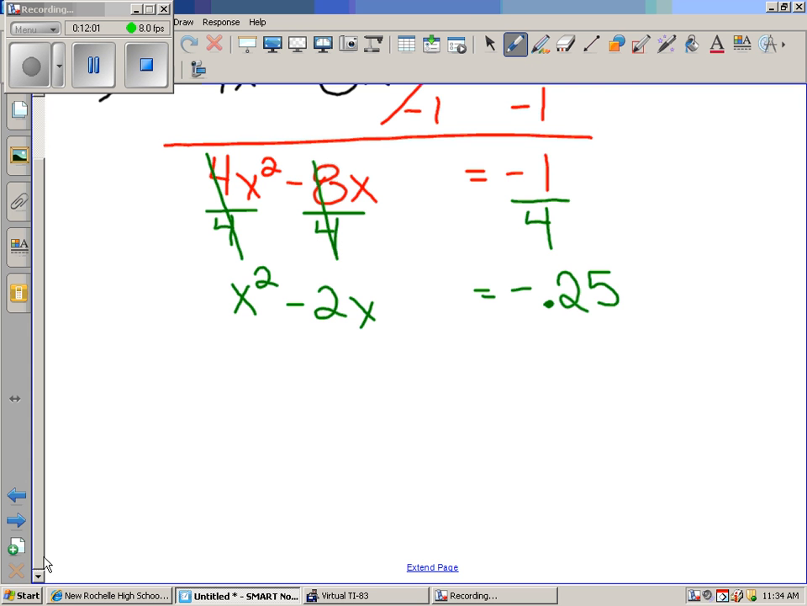Okay, so now we have to complete the square. Let's divide b by 2 squared and add it to both sides. What are we adding to both sides then? Going to be adding 1 to both sides because -2 divided by 2 is -1, and -1 squared is 1. Plus 1. And then we have the following, right?